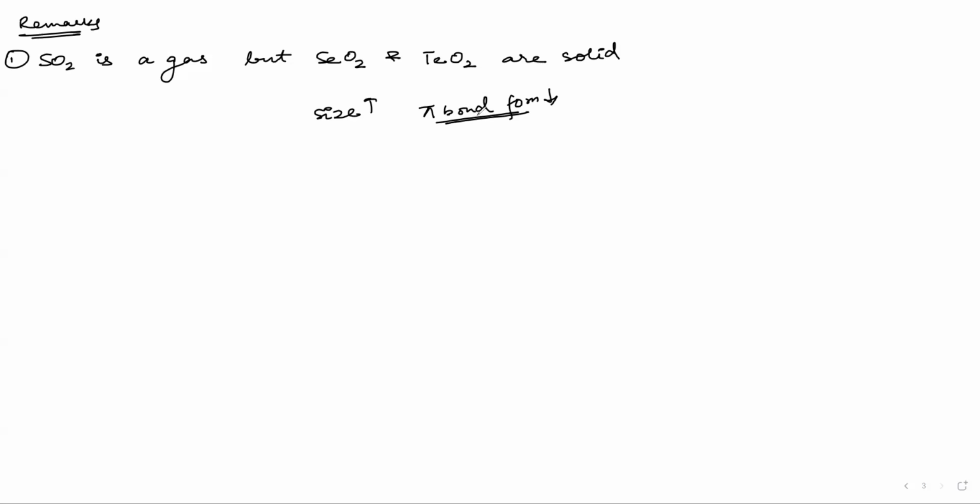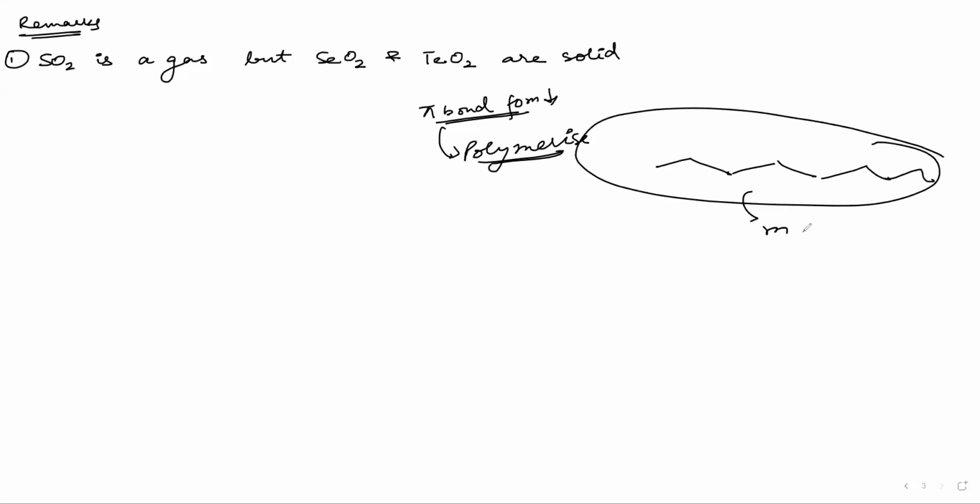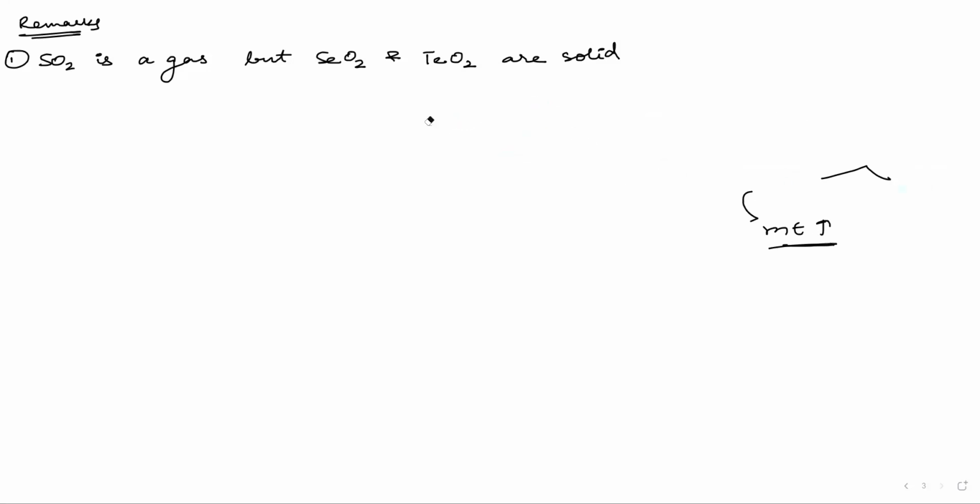Now when a compound cannot form pi bonds, what will it do? It will start to polymerize, right? We have learned this idea previously also. It will polymerize. If we have something which is polymer, that means it will have some long chain. Now if we have long chain, its molecular weight will increase, and that is why it becomes solid. So this is the reason SO2 is a gas, but SeO2 and TeO2 are solid. Why? We write this in a bracket.